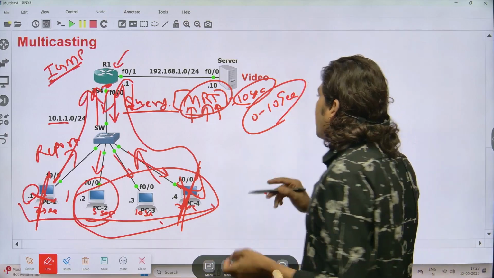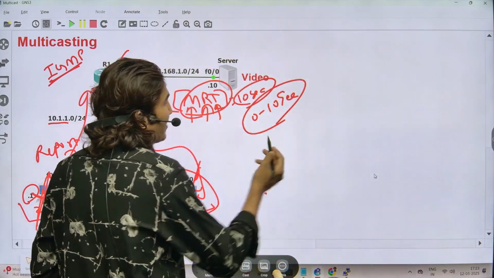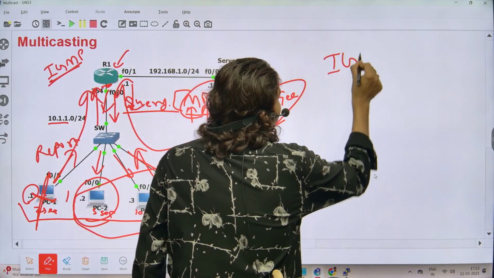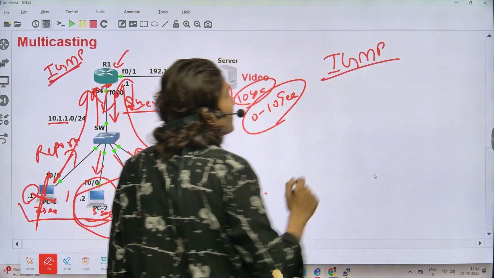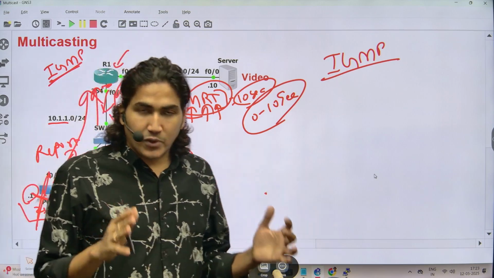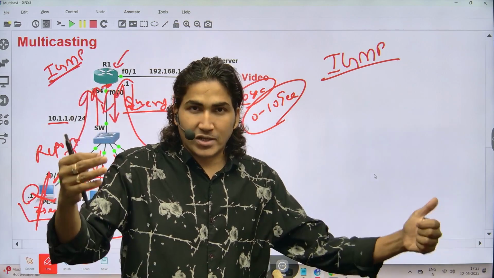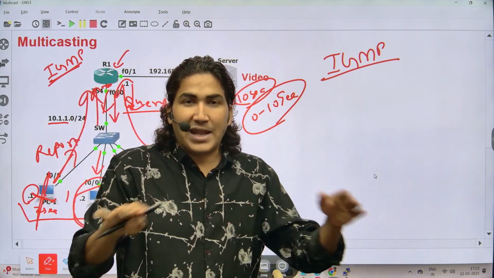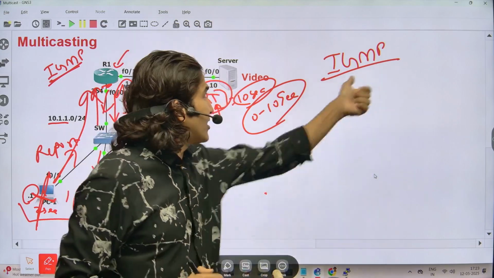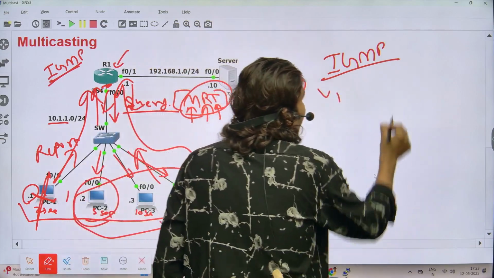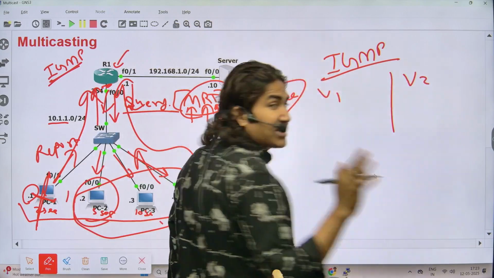Okay, so let me revise again version 1 and version 2 of IGMP. What is IGMP? IGMP is a multicast protocol used between local host and local router, meaning your gateway, between end devices and gateway. There are two versions, version 1 and version 2. And I also told you there is a version 3.